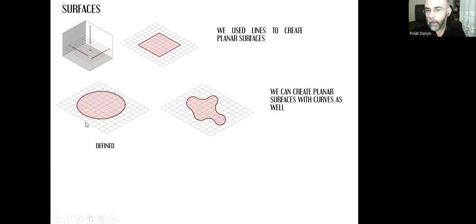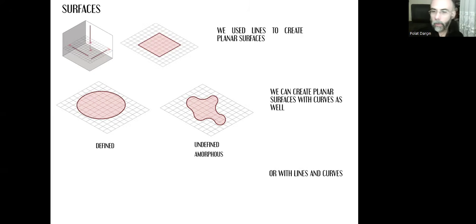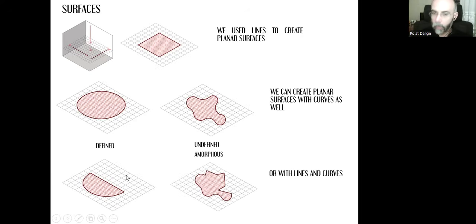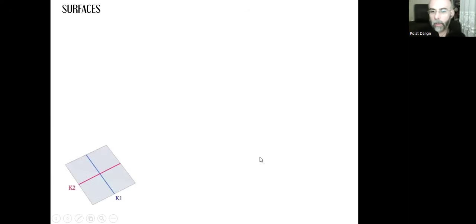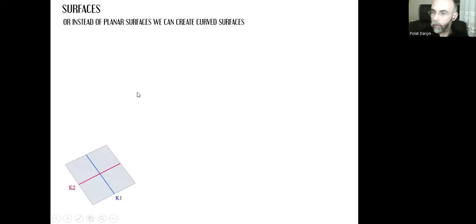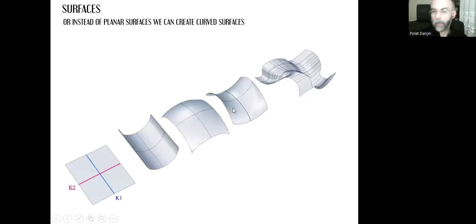This is a circle, or it can be undefined, which we call an amorphous surface, amorph in Turkish, or with lines and curves. The combination of a straight line and the curve, either an open curve, half circle, or undefined amorphous surfaces. Or instead of planar surfaces, by using curves, we can have curved surfaces like this. They can be defined or amorphous. Let's take a look at these alternatives.